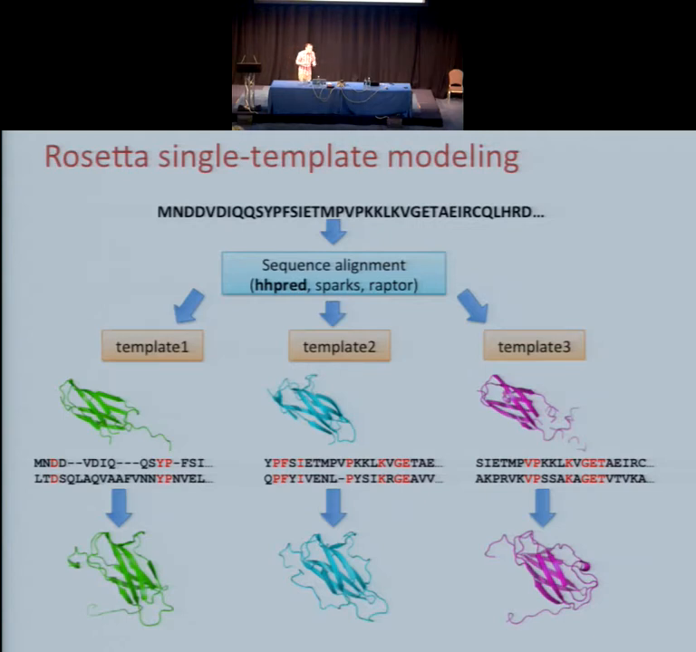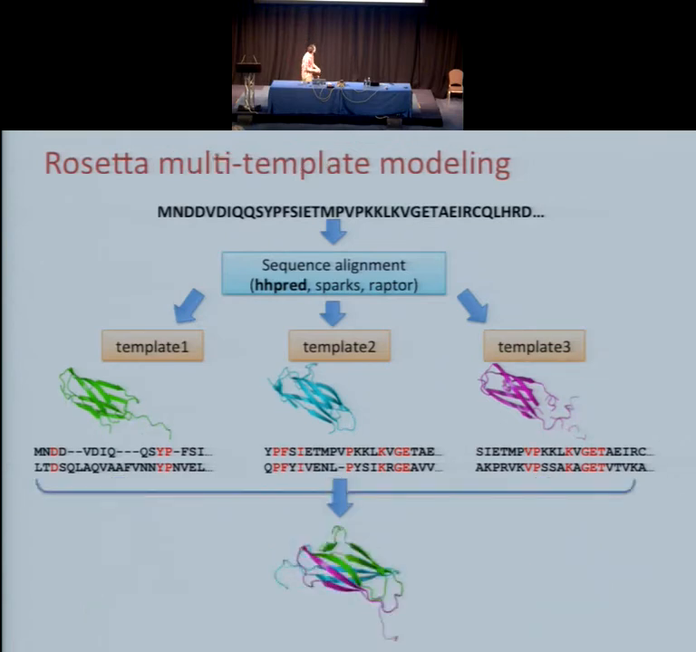But really what happens is that in a lot of cases, no one template is best, but rather certain templates are better in certain regions. And so we've developed a new method, this multi-template modeling, that allows us to sample, in a Monte Carlo trajectory, pieces from different templates and recombine them into a single model.